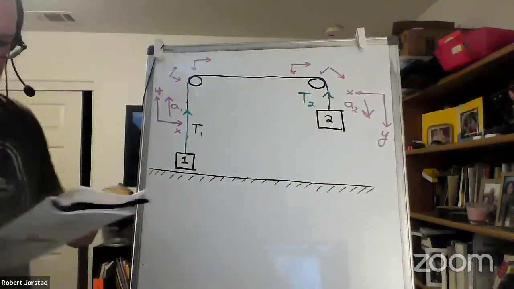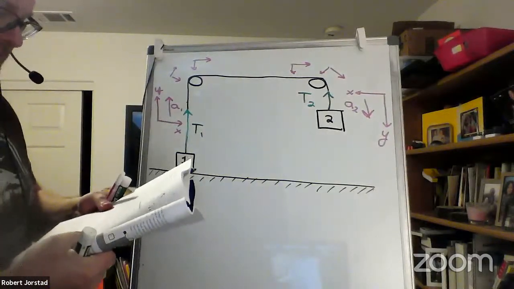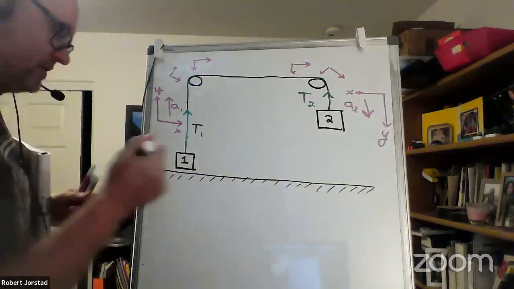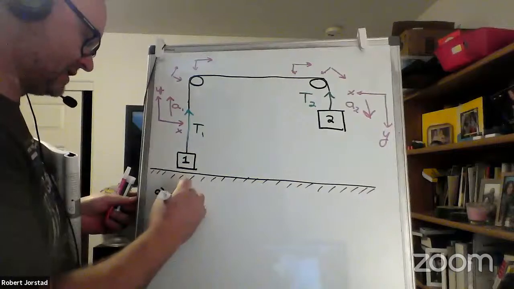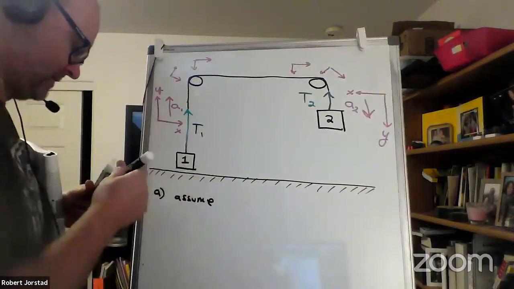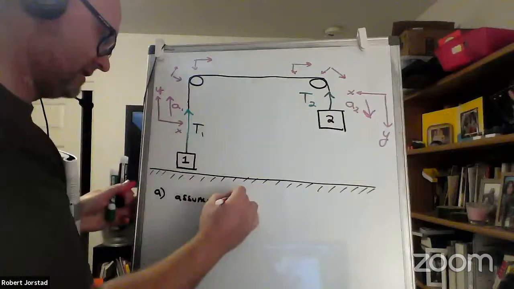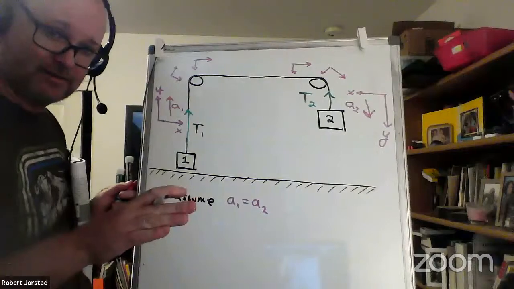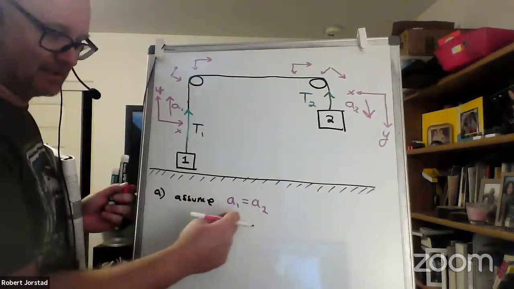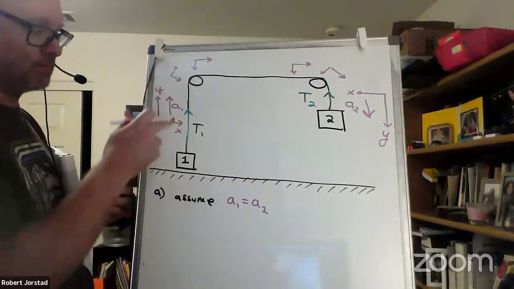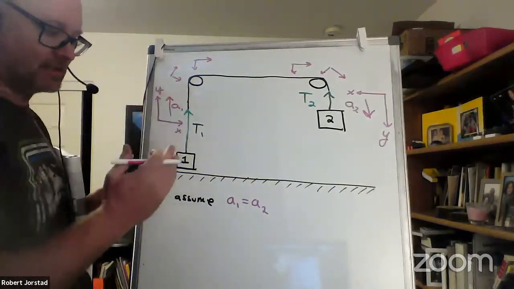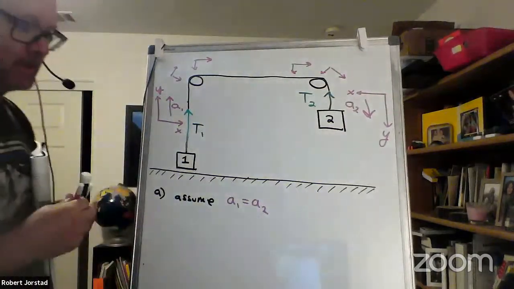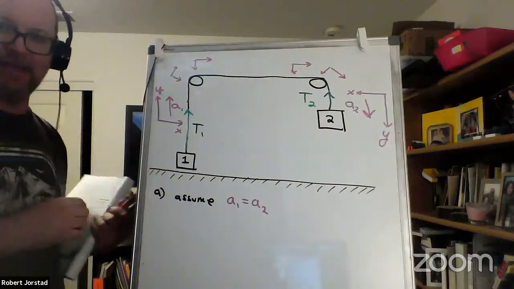Okay. So I think the first parts, let's just talk about it. Part A says, assume A1 equals A2. Now, to be clear, remember, these are the acceleration magnitudes. So what I'm saying is, I think block 1 should accelerate up with the same magnitude that block 2 accelerates down. Okay? So what are our assumptions that make that valid?